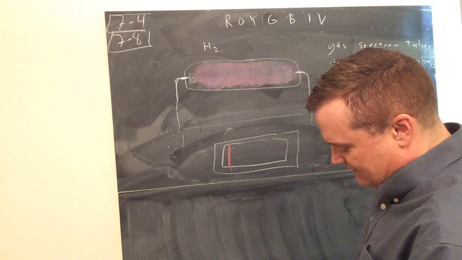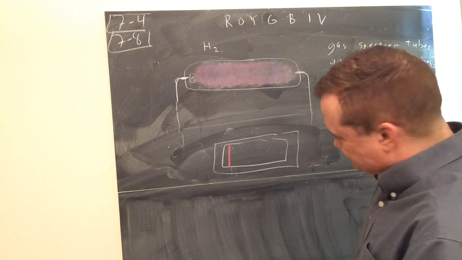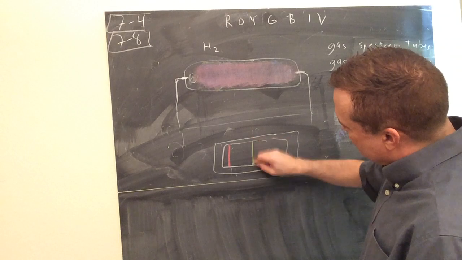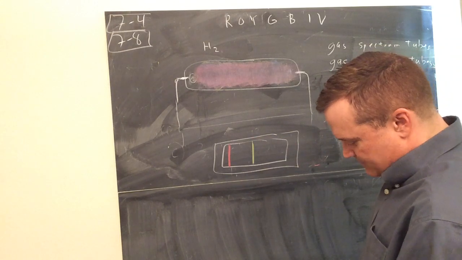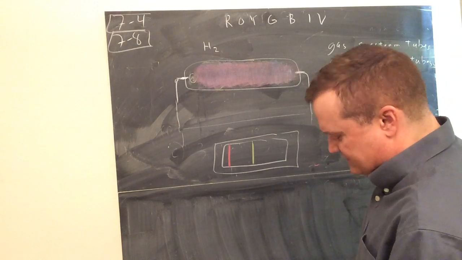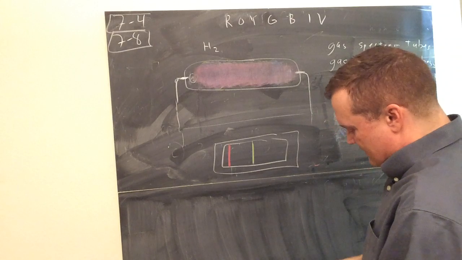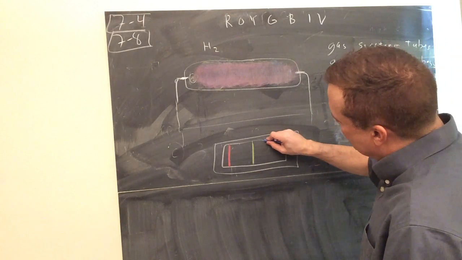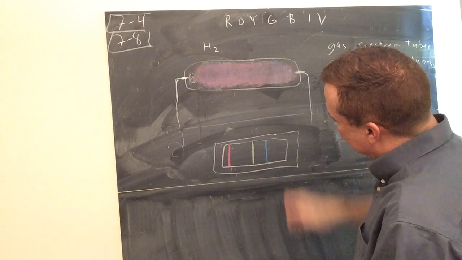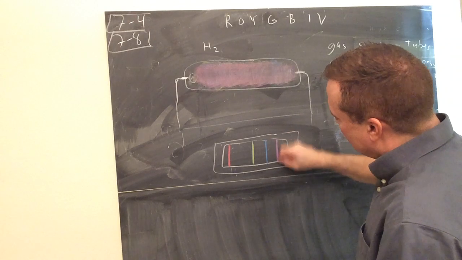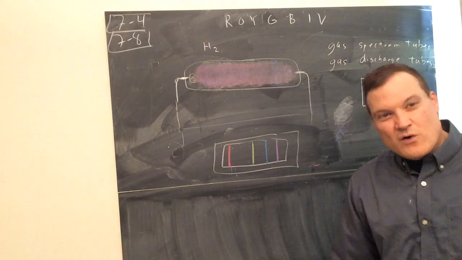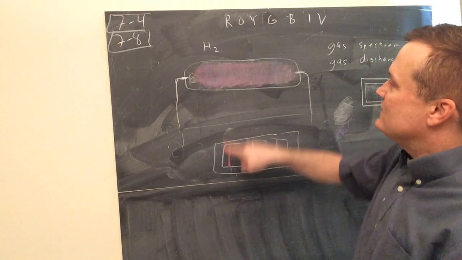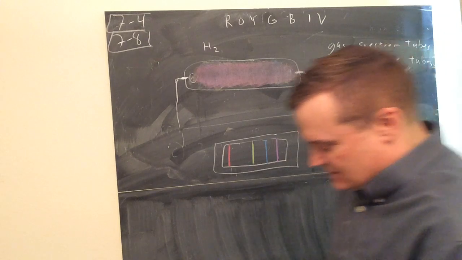I'm going to put a red line there. I'm going to put a green here. And I'm going to put, I did use green, I think. Then I'm going to put a blue here. I'm going to put a violet over here. Okay, so what in the world is that? Well, this is called a line emission spectrum.